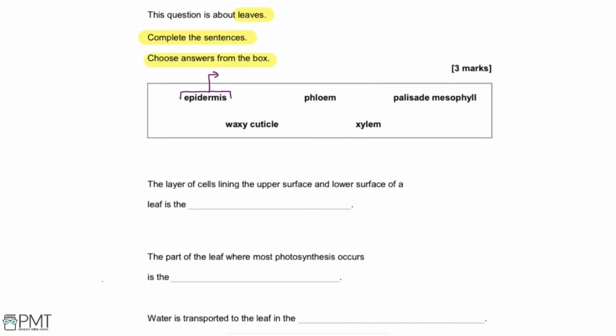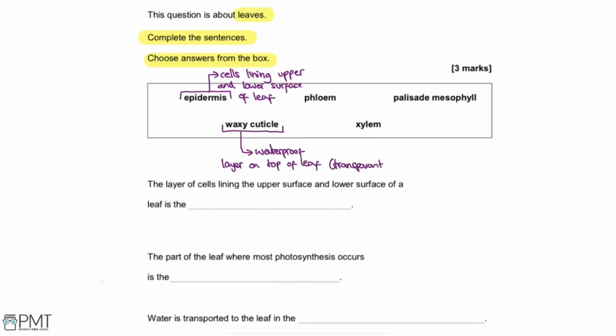The epidermis refers to the epidermal tissue, which is on the top and the bottom of the leaf, and it can be described as the cells lining the upper and the lower surface of the leaf. The waxy cuticle is a waterproof layer on the very top of the leaf, and it helps to prevent water loss while also being transparent so that light can reach the photosynthesizing pigments inside the leaf.